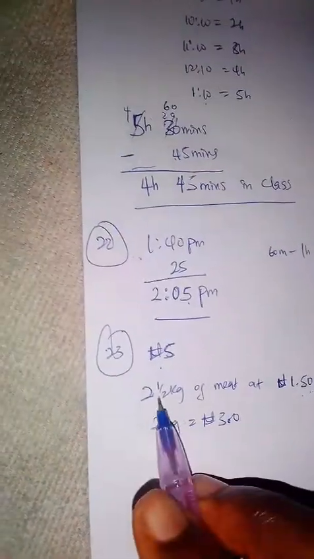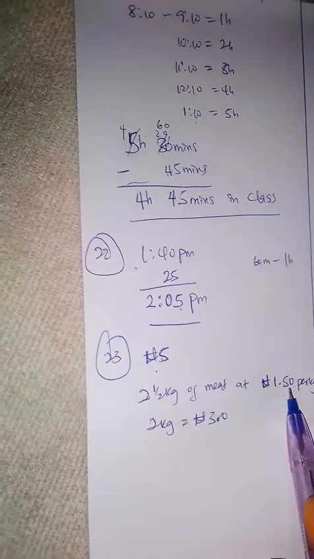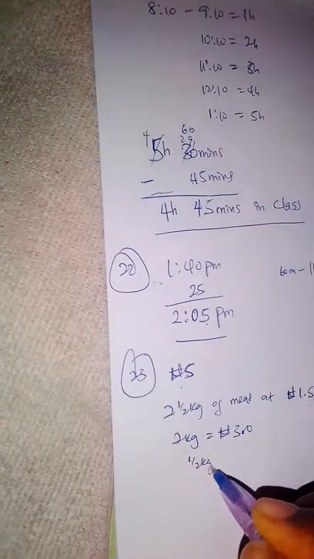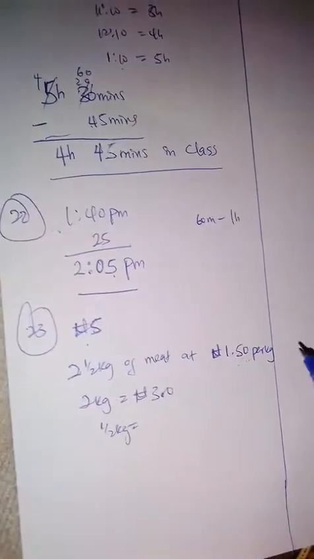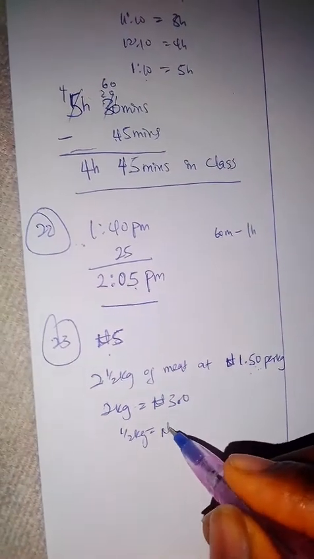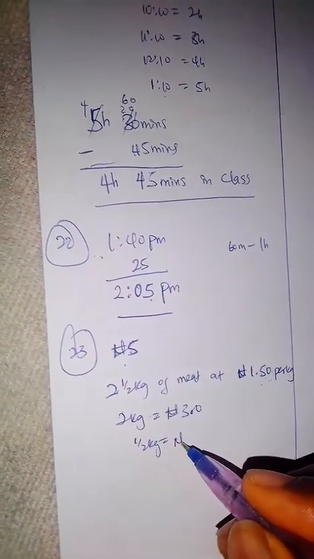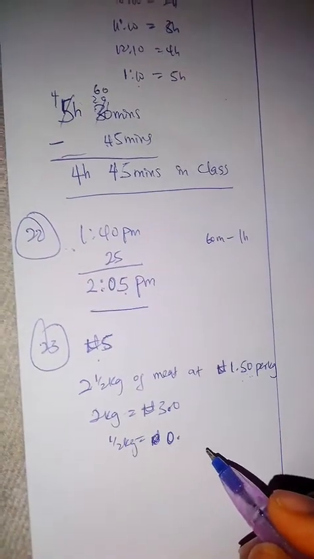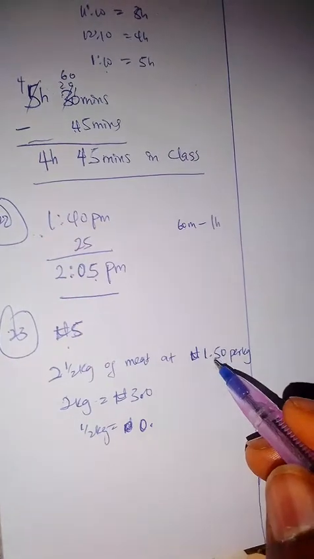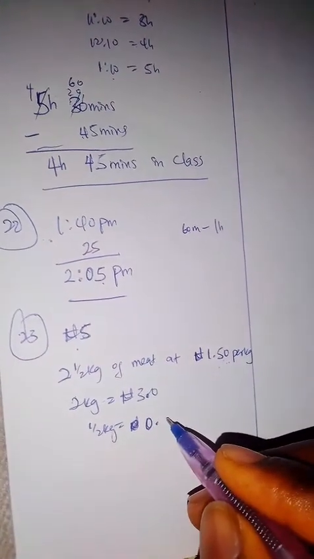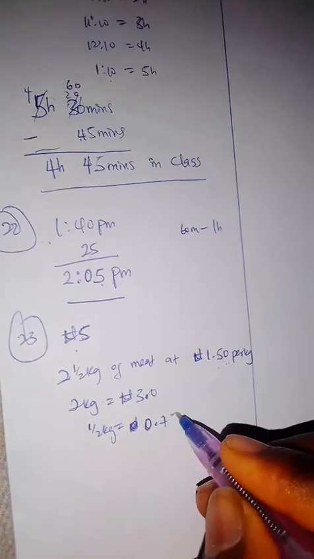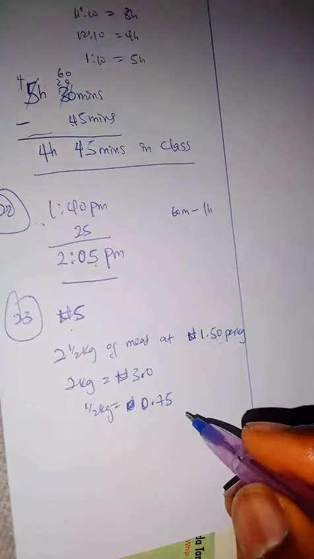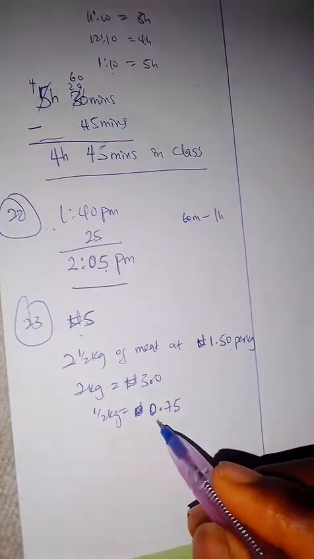Now, half kg. Half kg will be what? This divided by 2, because 1 kg gave us this. So dividing this by 2, half kg becomes what? In 15 is 7, in 10 is 5. Now I'm going to have 0.75. In that case, that's 0 naira 75 kobo.